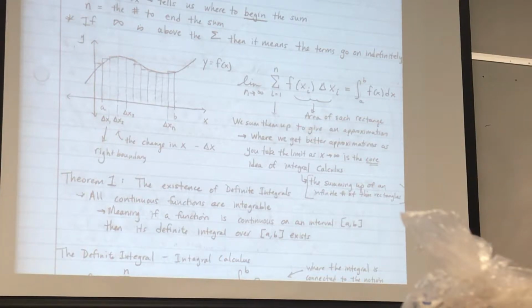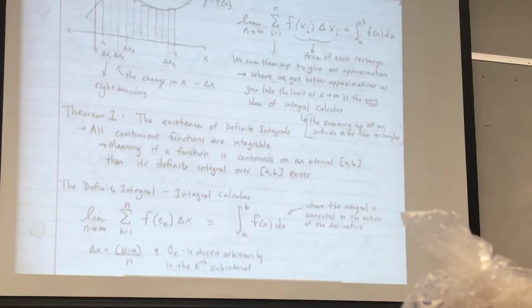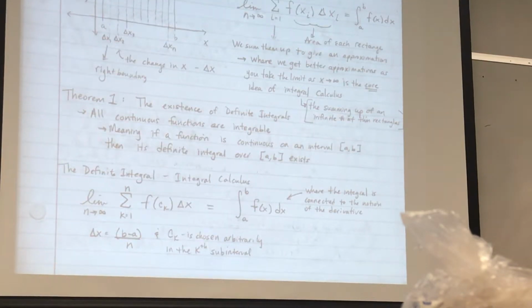So theorem 1 is the existence of definite integrals. All continuous functions are integrable. So all continuous functions are also what? What's the opposite of integration? Differentiation, right? So if we have a continuous function, is it differentiable at all spots? Sure, because it's continuous everywhere, so it's differentiable. So it's the same thing for integration. If you have a function that is continuous over an interval, then the definite integral also exists, okay? That definite integral also exists.